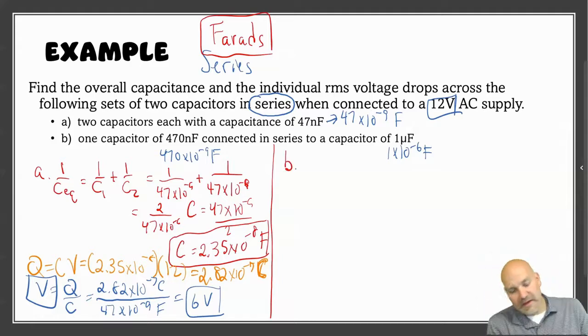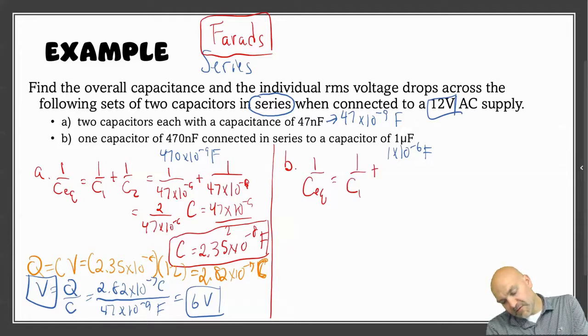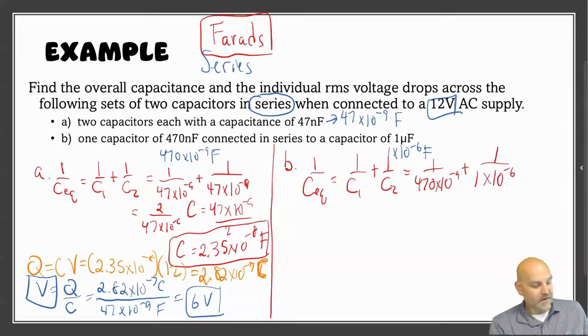All right, so now let's do part B. Now we have one capacitor at 470 nanofarads and another at 1 microfarad. So again, equivalent capacitance, 1 over C1 plus 1 over C2. So 1 over 470 times 10 to the negative ninth plus 1 over 1 times 10 to the negative sixth.